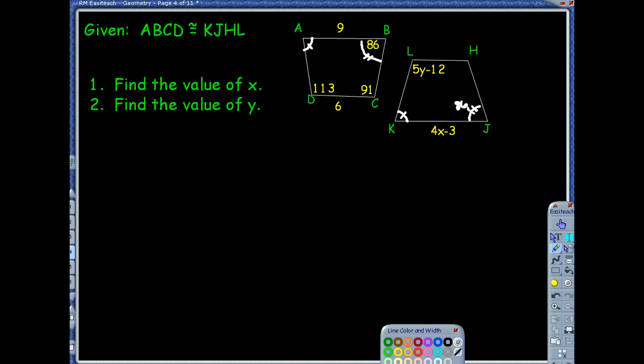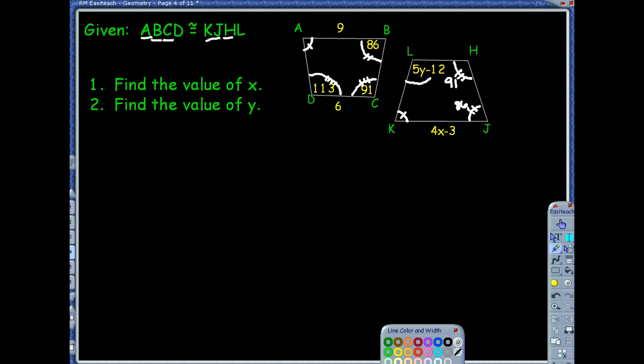Okay, keep going. So angle C and angle H. And again, you're getting this just by looking at the congruent statement: A with K, B with J, C with H. Just making sure everybody's seeing that. Then D and L. And real quick, you said H, so that's 91. It has to be 91. And then D and L are going to be congruent.